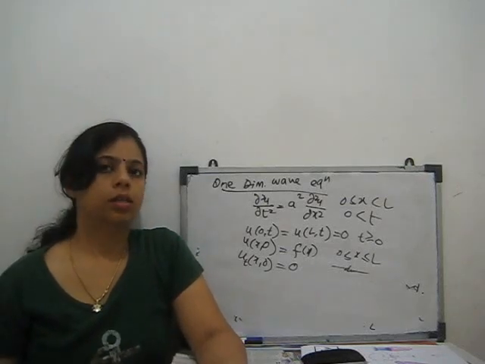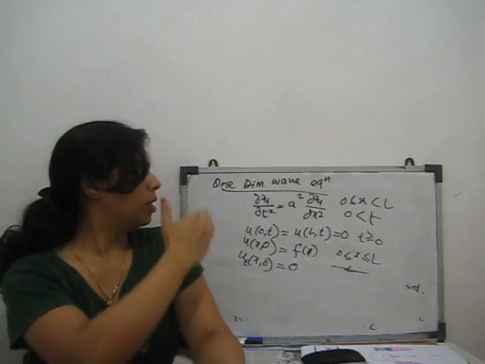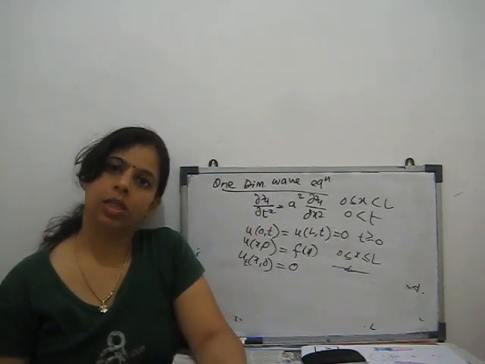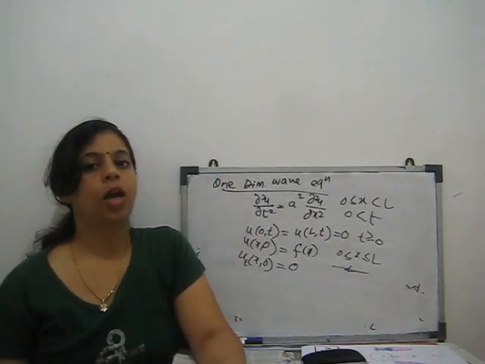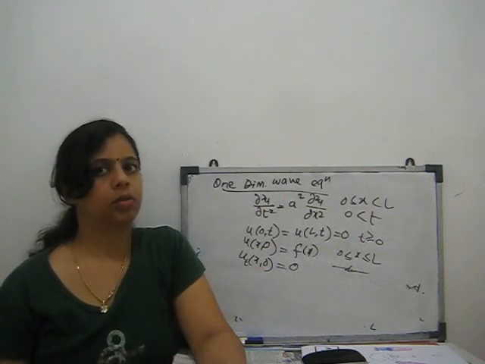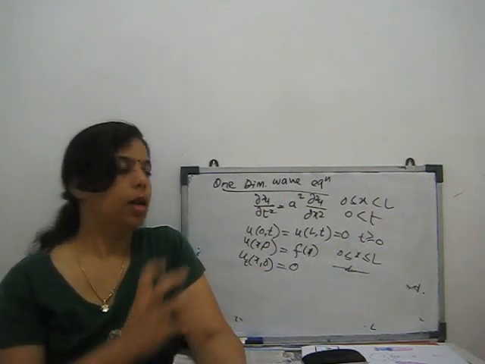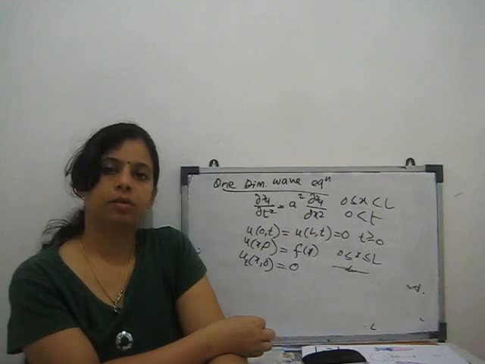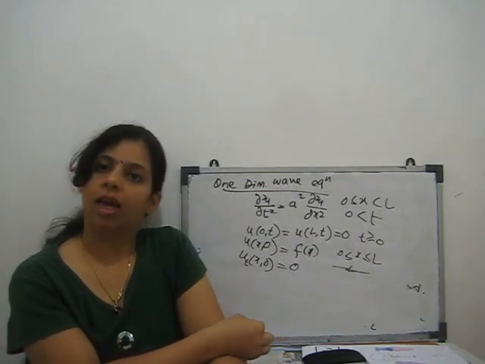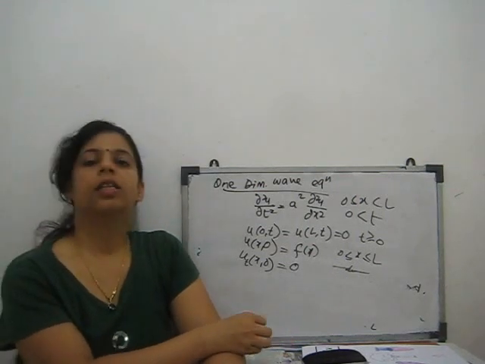Today we discuss a little bit further the solving of the one dimension wave equation. In my previous video you already watched how to solve the one dimension heat equation. We apply the same method for solving this one dimension wave equation, which means we have to apply the variable separable method for solving this equation.